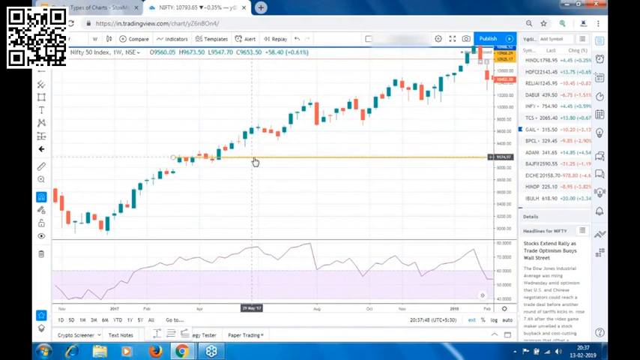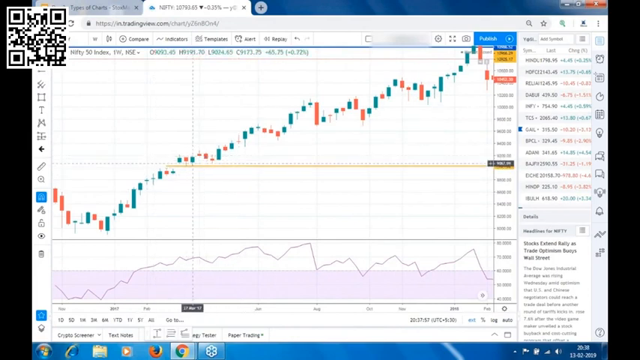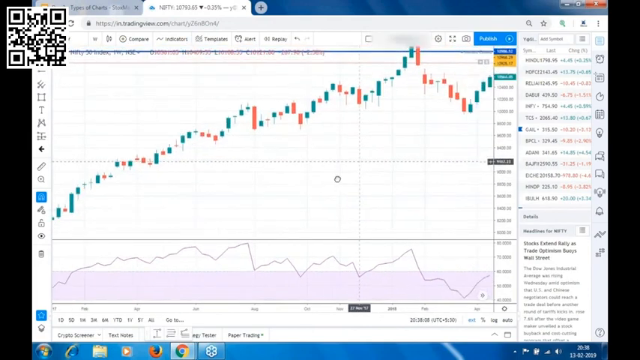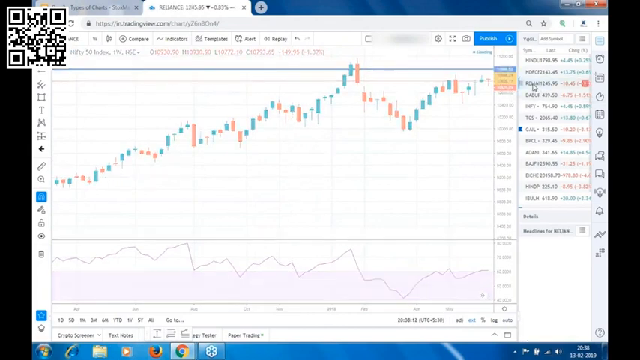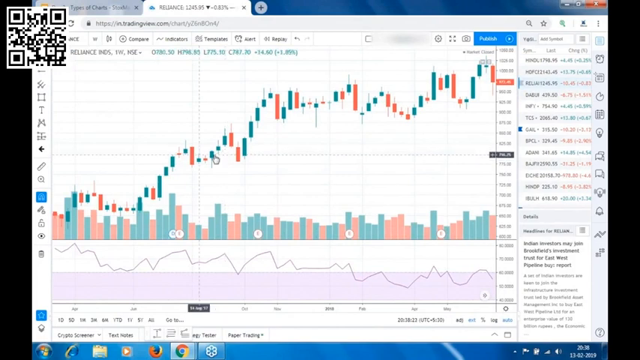Similarly, if the low of both the candles is the same, that is known as a tweezer bottom. Here the low is also the same and the high is also the same, but it gave a breakout in the upward direction. It did not give a breakout in the downward direction. See, this is more like a tweezer top. No, it's not a perfect tweezer top. There is some difference.